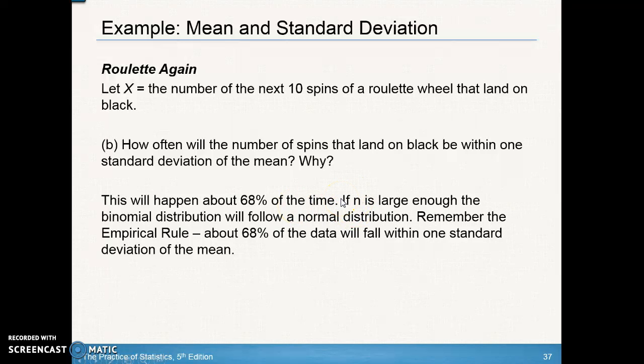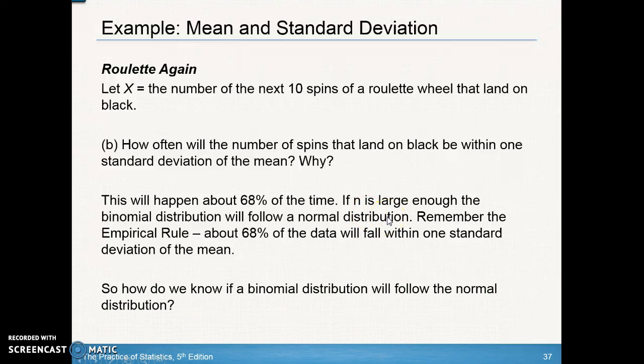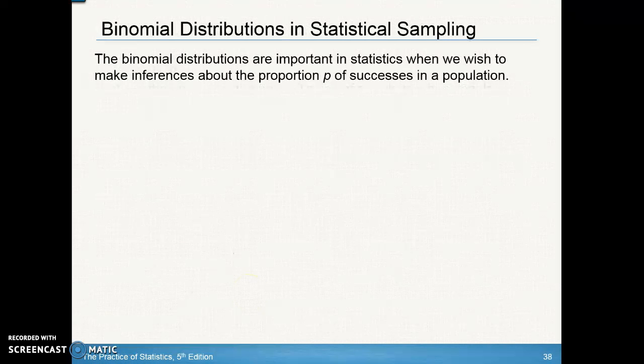So if n is large enough, the binomial distribution will look like a normal distribution. And remember the empirical rule, about 68% of the data fall within one standard deviation of the mean. And we're going to go over this in a minute, how the normal distribution is similar to the binomial distribution. Okay, so the question is, since we used that normal distribution rule to estimate this probability with a binomial distribution, how do we know if a binomial distribution follows the same rules as a normal distribution?